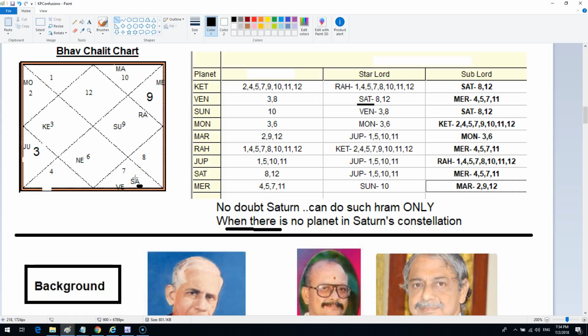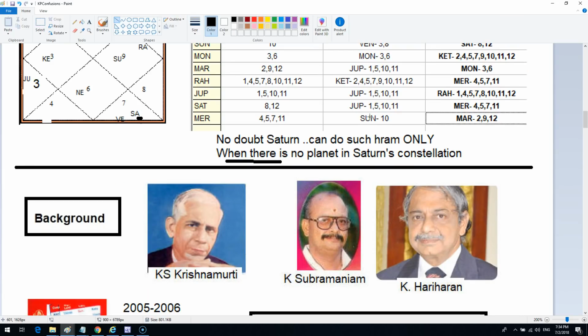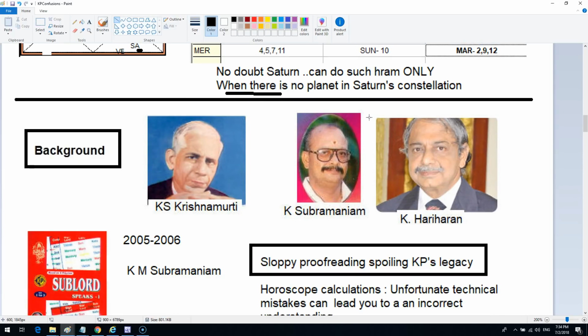I'm going to explain this to you as we go further on this particular confusion and the new method that I'm going to discuss in this book. But before I do that, let me give you some background. After the death of Krishnamurti, his son K. Subramaniam and Mr. Hariharan started taking care of Krishnamurti's legacy.